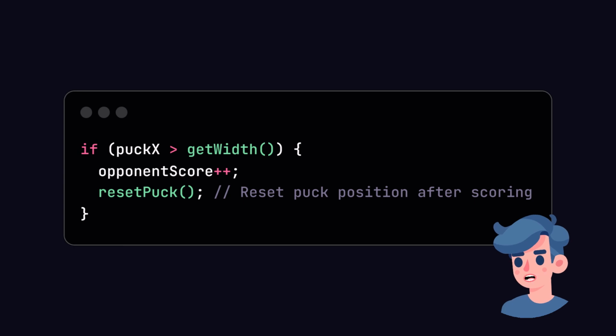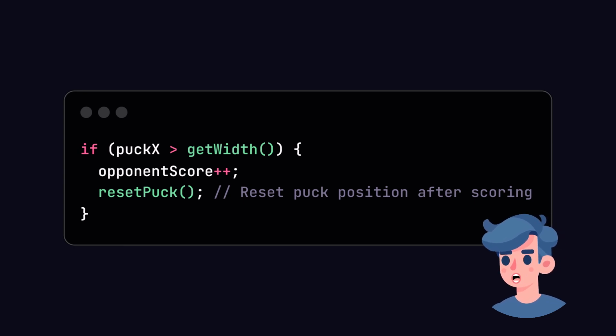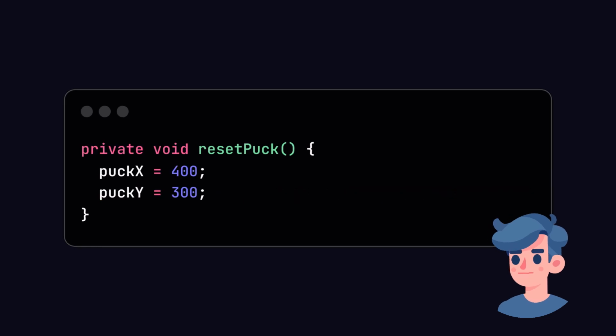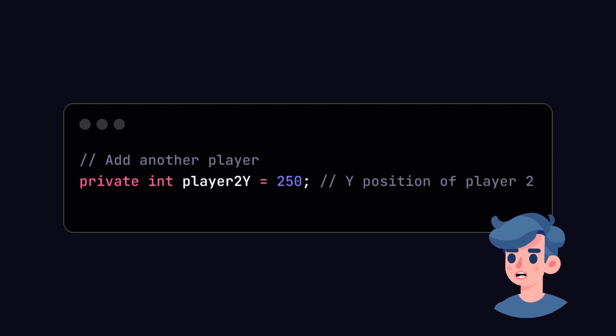When the puck goes past the screen on the right, we should increment the opponent's score. Update the checkCollision method accordingly. To reset the puck position after scoring, create the resetPuck method. With that in place, run the game again. You should now see scores being incremented as players take turns scoring.